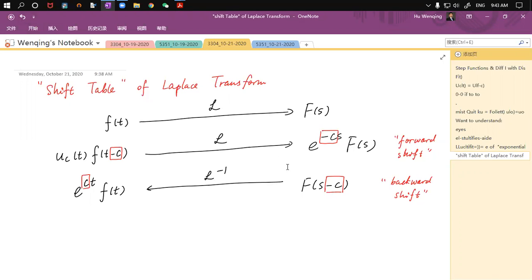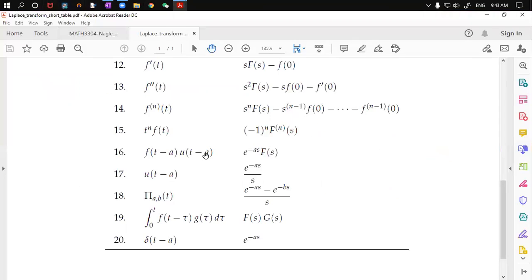One slogan is that no matter which side you do an ordinary shift, on the other side it must be an exponential shift. And the other slogan is saying that the forward shift keeps the sign, and the backward shift flips the sign. Is that good for everybody? Okay, so that's going to be the shift table of Laplace transform.